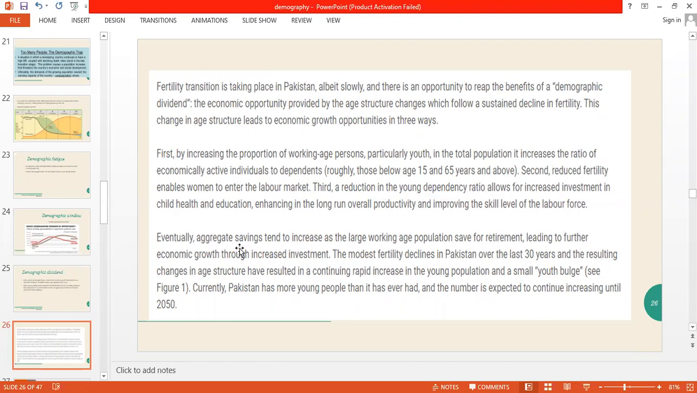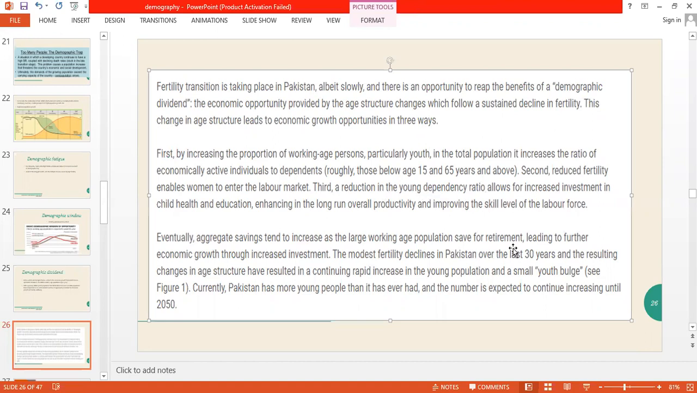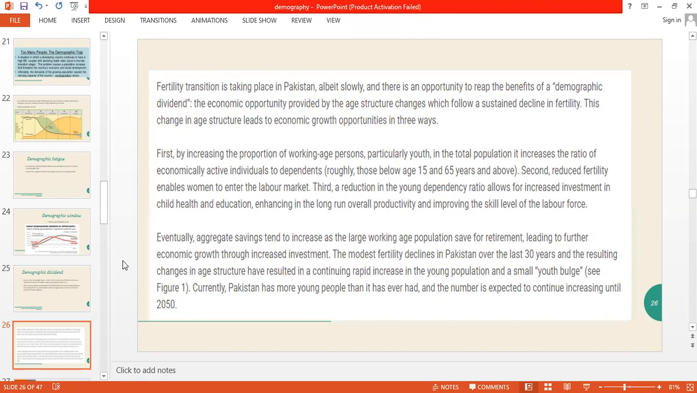Eventually, aggregate savings tend to increase as the large working age population saves for retirement, leading to further economic growth through increased investment. The modest fertility decline in Pakistan over the last 30 years and the resultant change in age structure have resulted in a continued rapid increase in the young population and a small youth bulge. Currently, Pakistan has more young people than it has ever had, and the number is expected to continue increasing until 2050.